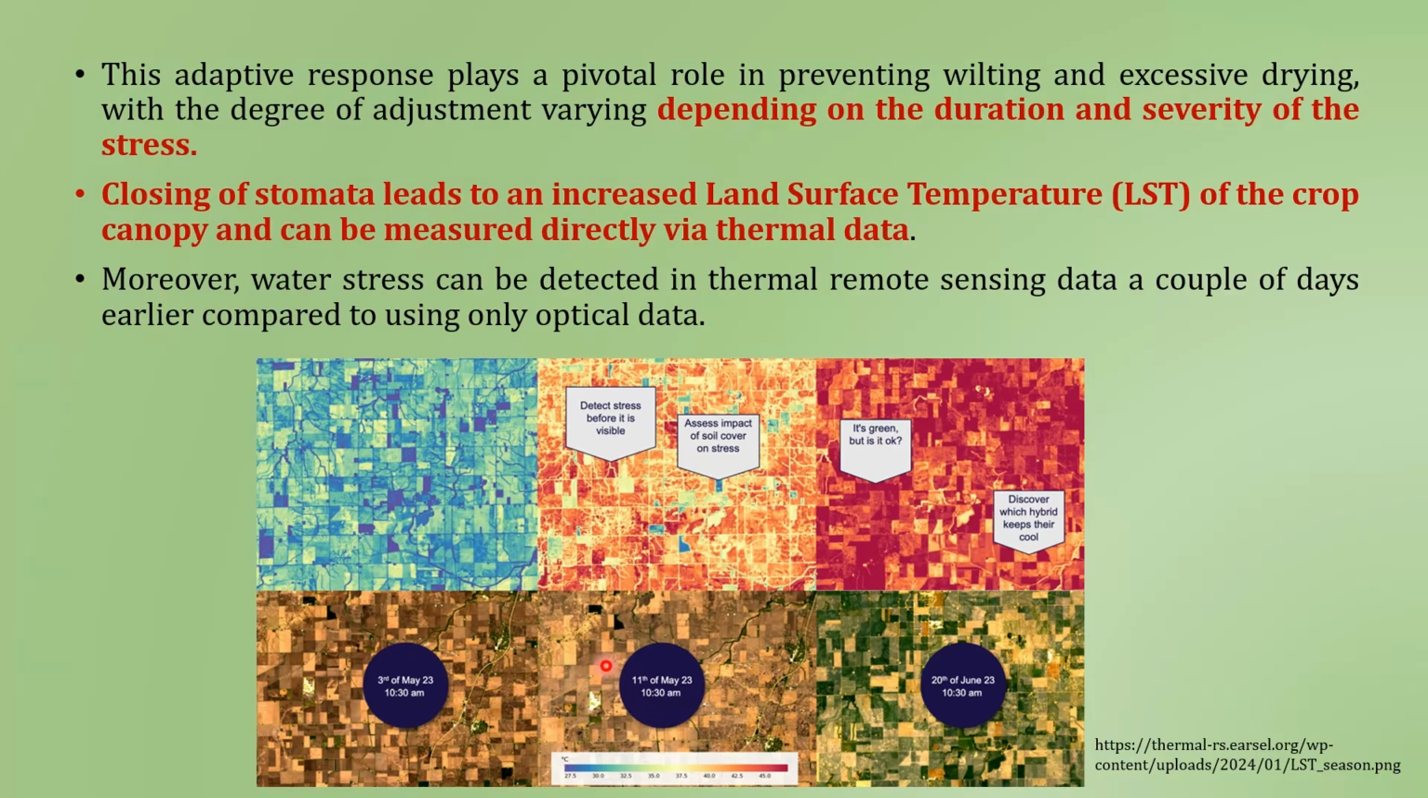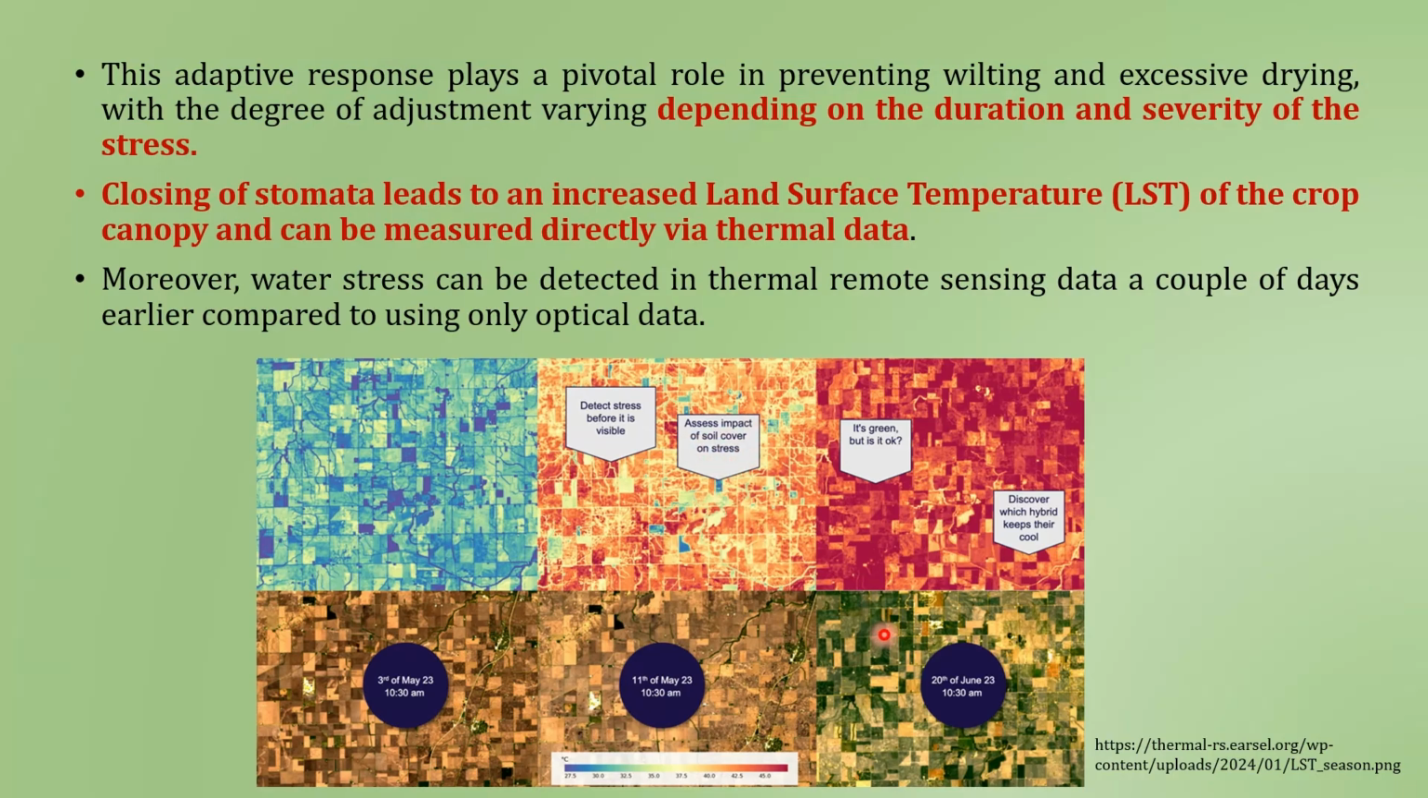Here we have the true color composite of the agricultural area, and these are the thermal images for the same. This is captured at 3rd May 2023 10:30 am. It is captured at 11th May 2023 10:30 am, and this is captured at 20th June 2023 10:30 am. In the true color composite, we can see the normal pattern of the agriculture field. But in the thermal images, some of the patches have higher temperature in comparison to the others. So using the thermal data, we can detect the stress before it is visible, and we can assess the impact of the soil cover on the stress.